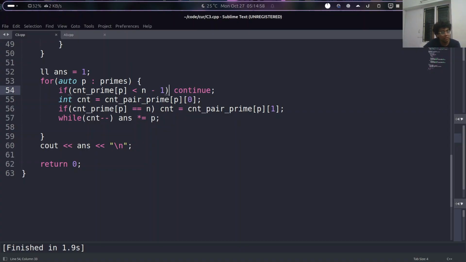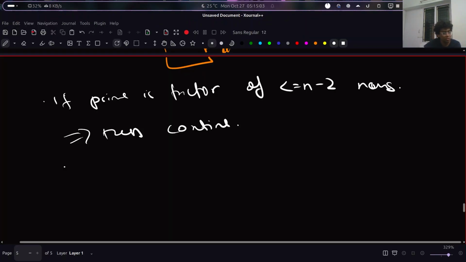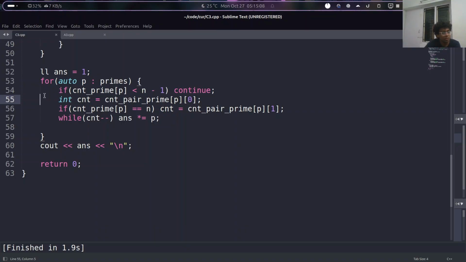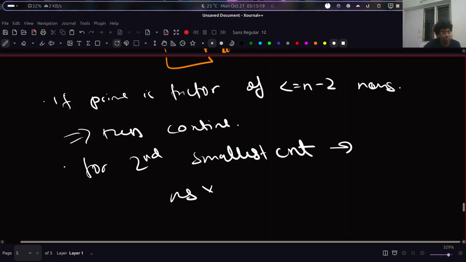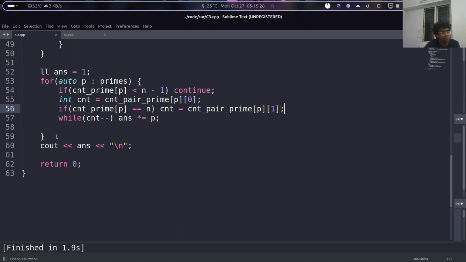Then basically we're going to find the count, and we're going to multiply the answer with that p. This logic is basically being used to find the second smallest count. So for the second smallest count, we'll do answer times equals p to the power m, where m is the second smallest among m1, m2, m3, and so on, right? And then once this is all done, we can just finally print out the answer, right?